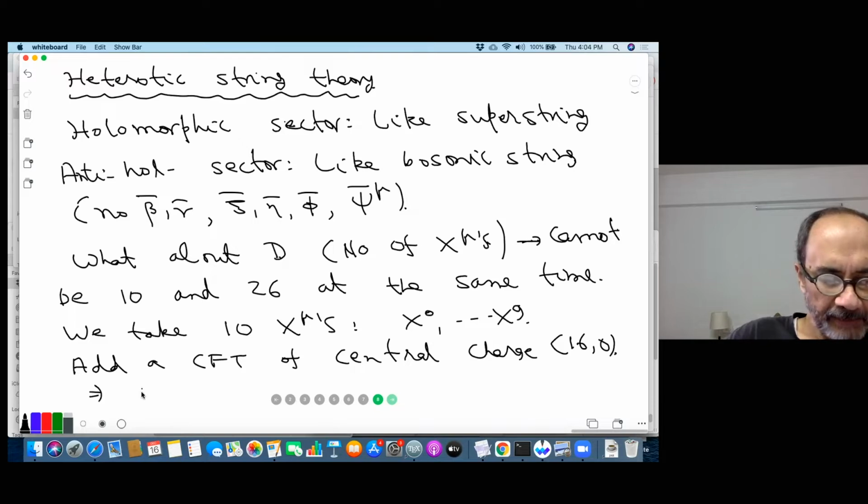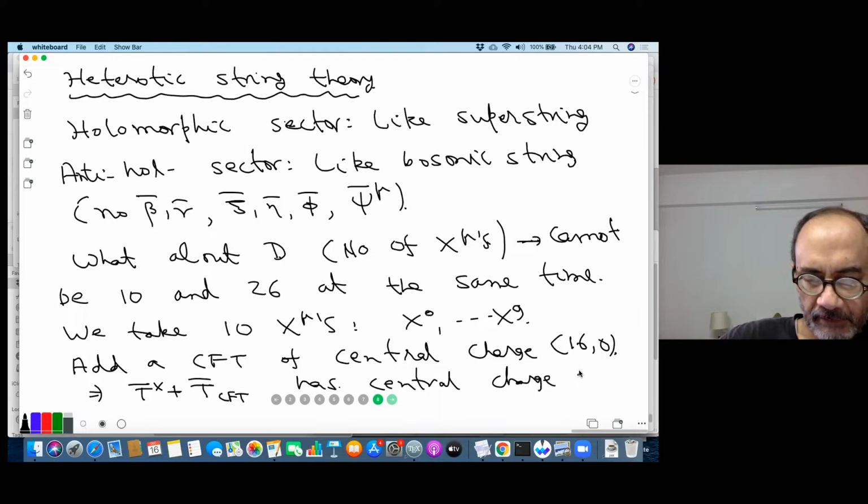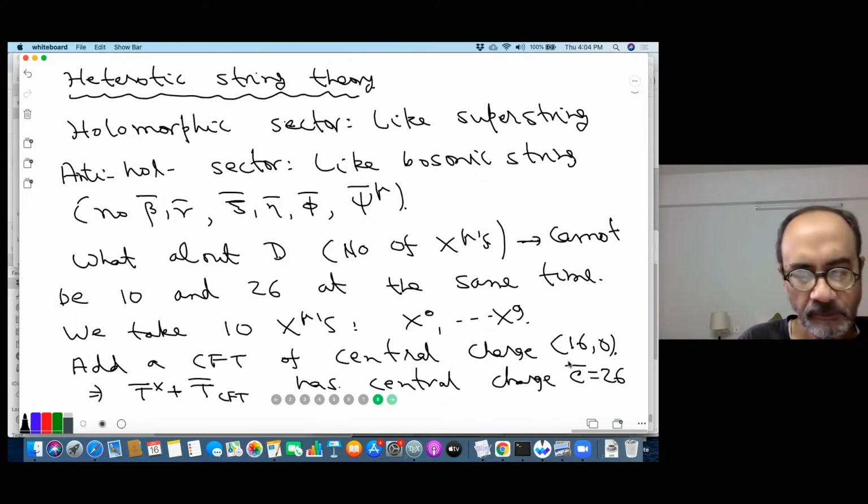so that effectively, if we look at the T bar X plus T bar CFT, okay, this has central charge C bar equal to 26, because 10 comes from the T bar X, and then 16 comes from T bar CFT. Okay. And then everything else becomes consistent. So this is essentially what underlies the construction of the heterotic string theory. Are there questions?